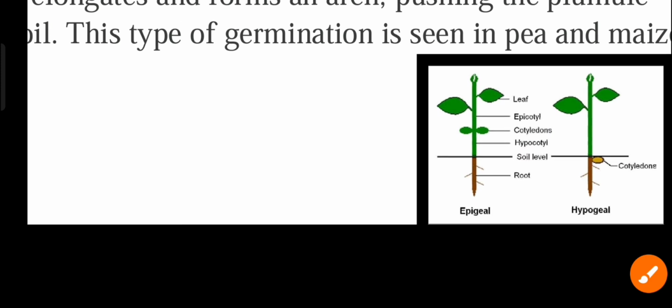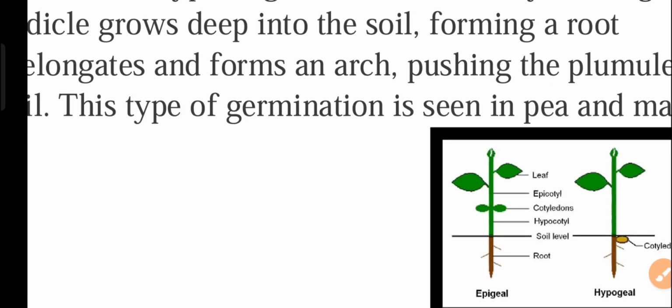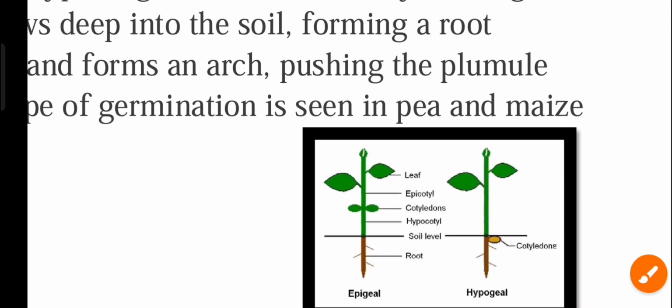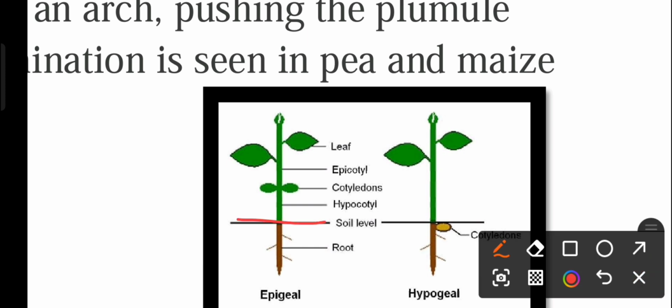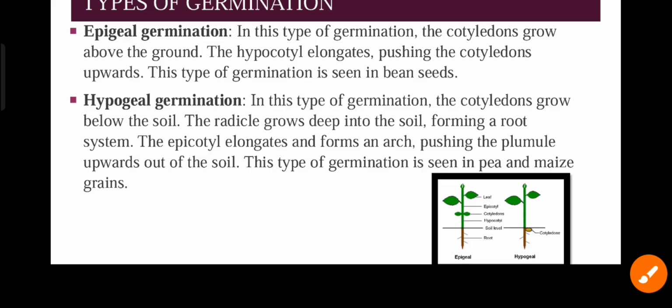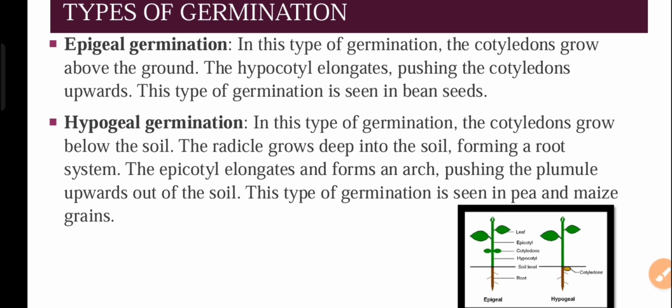This is the ground level, right? See, in epigeal germination, the cotyledon grows above the ground level. That means epigeal germination. The hypocotyl elongates and pushes the cotyledons upwards. This type of germination is seen in bean seed. Example for epigeal germination is bean.